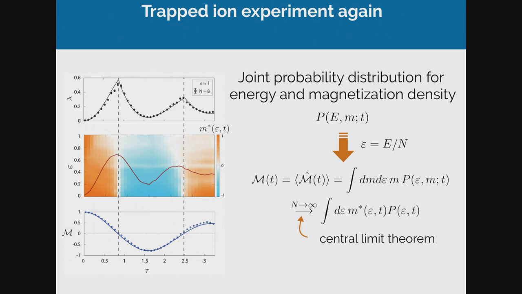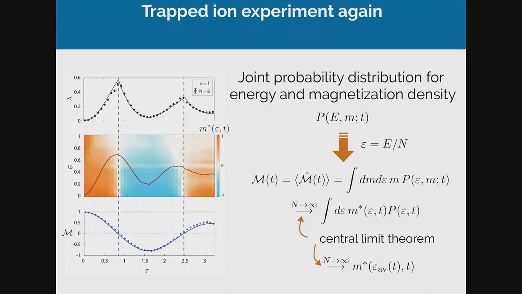Furthermore, we can go one step further. There's also a central limit theorem for this probability distribution, in that it is sharply peaked only at its mean value. That's what I denote by epsilon average. So the overall magnetization is this energy resolved one, given just at the mean value of the energy density, okay?